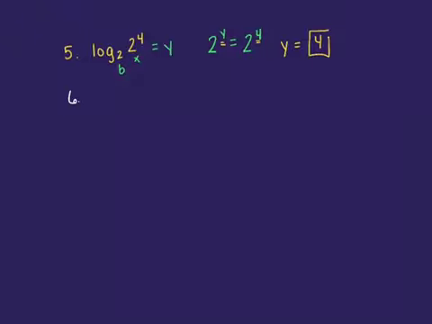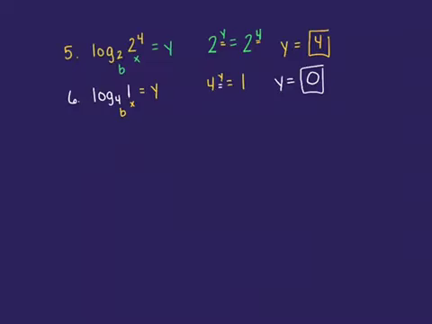Next one, let's look at log base 4 of 1. So let's set that equal to y. So this is b and this is x, and we'll rewrite it. 4 to the y is equal to 1. So in order for that to equal 1, we know this has to be a 0 exponent. So that is all equal to 0.